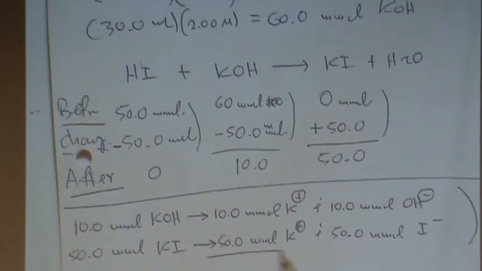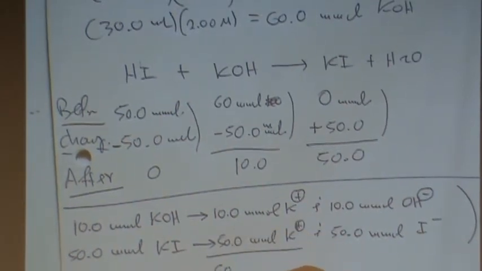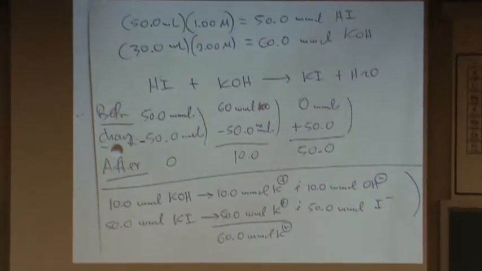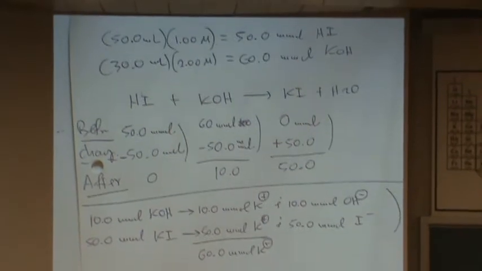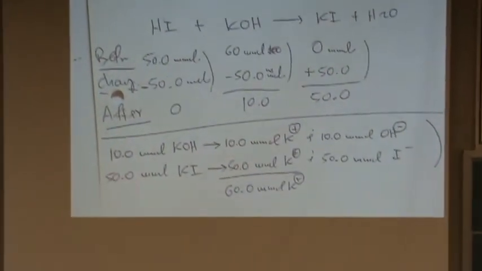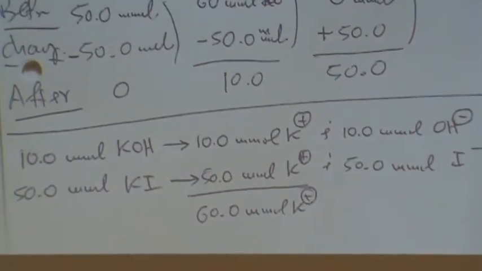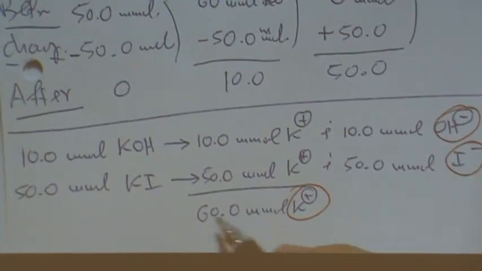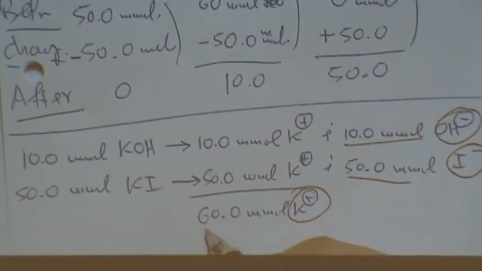So this and that will make you what? That will make you 60 millimoles of potassium plus total. Yes? So you have that, and what else? The other 2, right? So we have potassium, this and that. So we have these 3 numbers, this, that, and that.